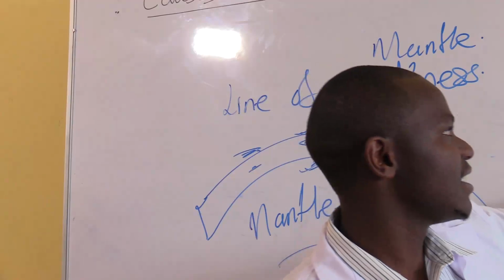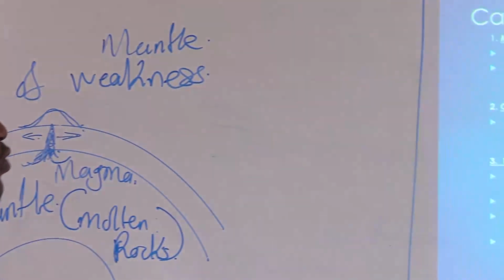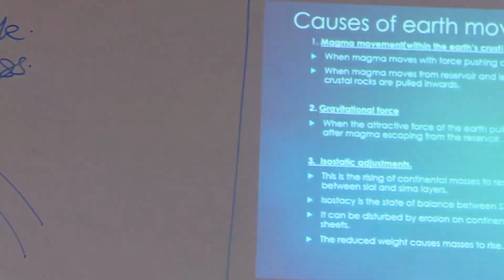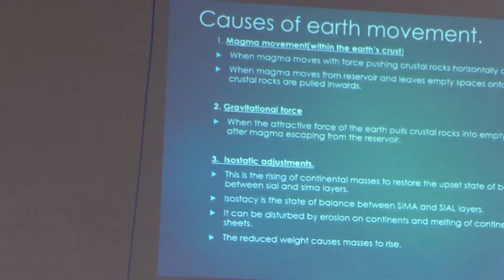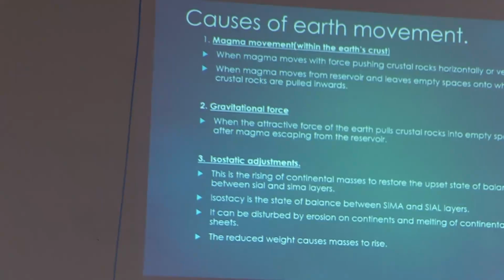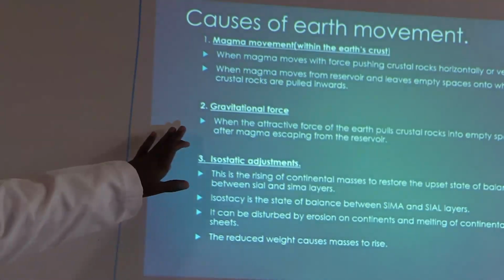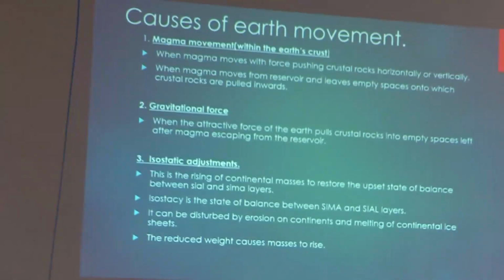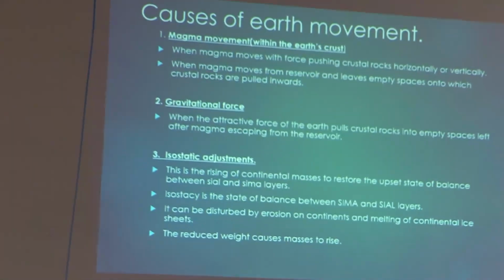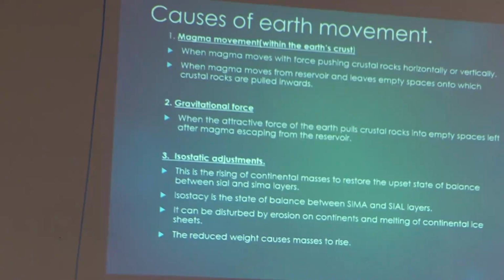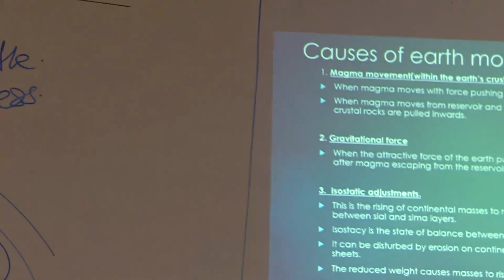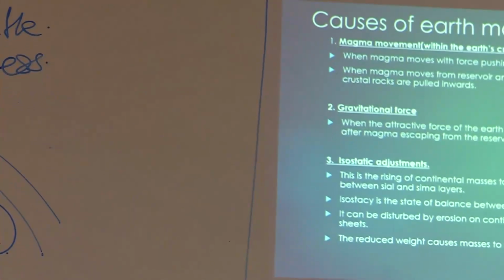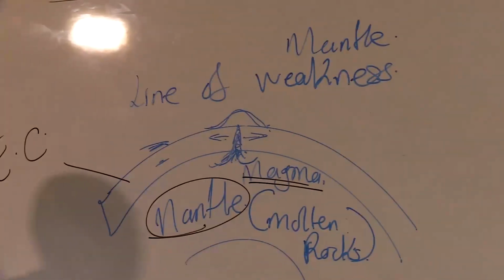Then here it says that when magma moves from the reservoir, which is the mantle, and leaves empty spaces into which crustal rocks are pulled inwards, now that one introduces this other concept or cause, which is gravitational force. Let's come back here to this diagram. We have the Earth's crust. This is the Earth's crust, remember? Then we have the mantle where we find the magma.